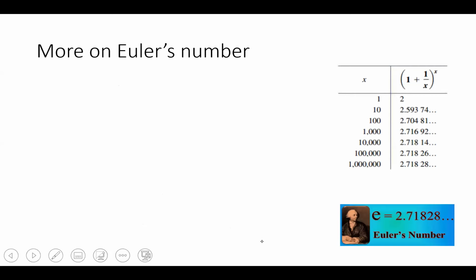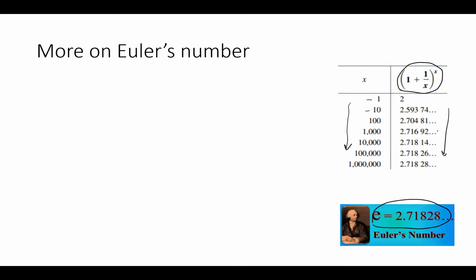Now let's look at something else. A few notes about Euler's number. We see that it's 2.71828. And the way we get it is that we look at this particular expression. So we plug in different numbers of x. If x is very large, then we see the value of this expression changes, and it sort of converges to this number. This is the ultimate value.